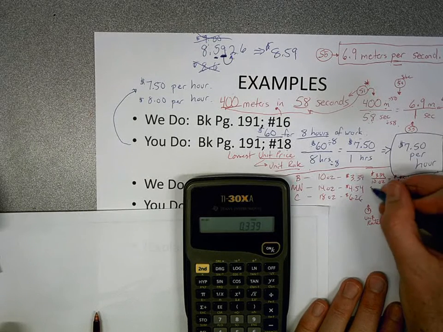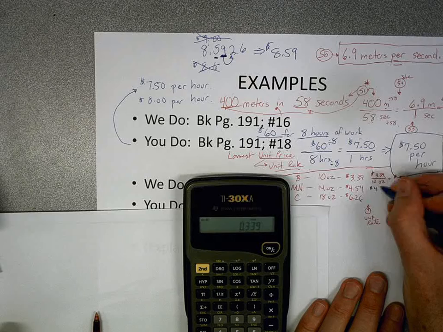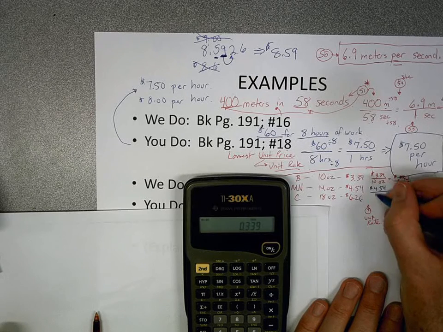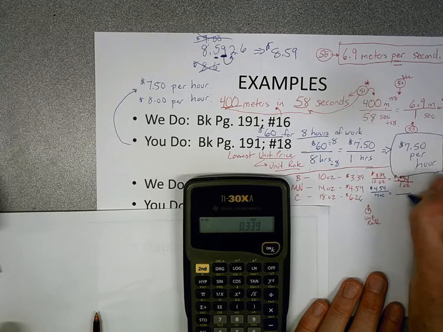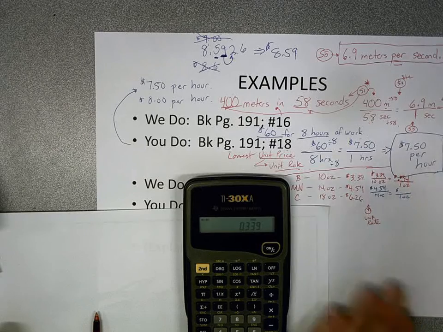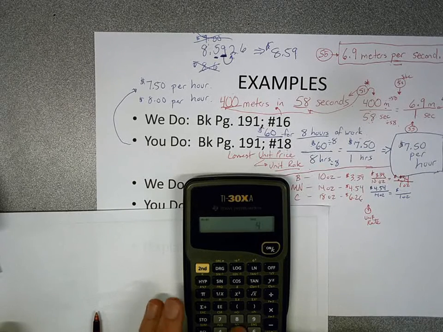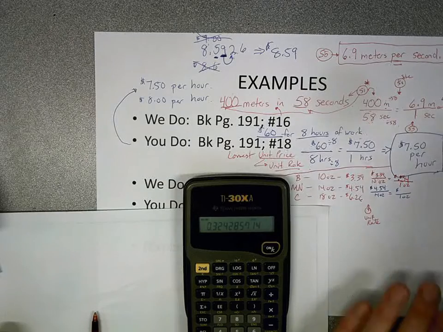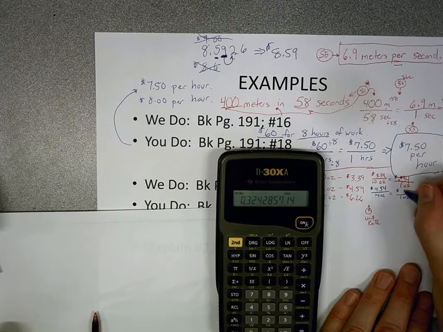All right, the next one, $4.54 over 14 ounces. Again, making it for 1 ounce. So 4.54 divided by 14 equals 0.324. That is 32 cents per ounce.